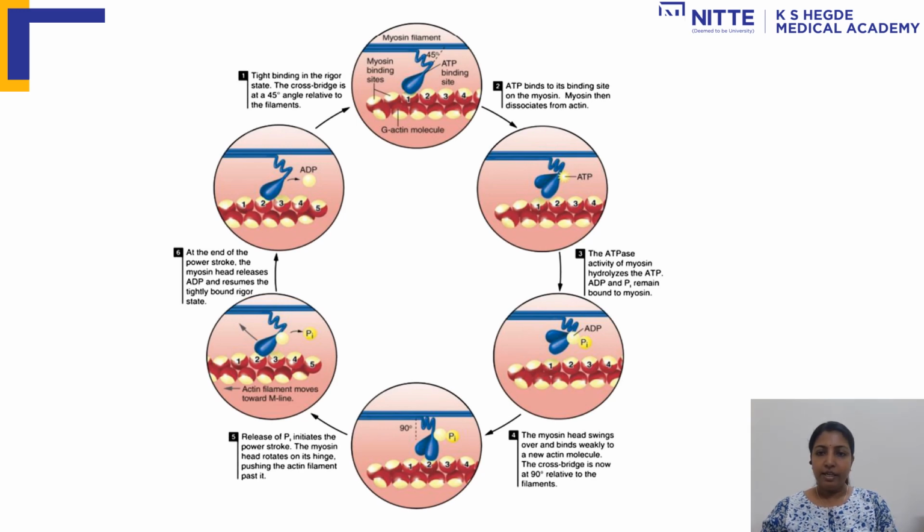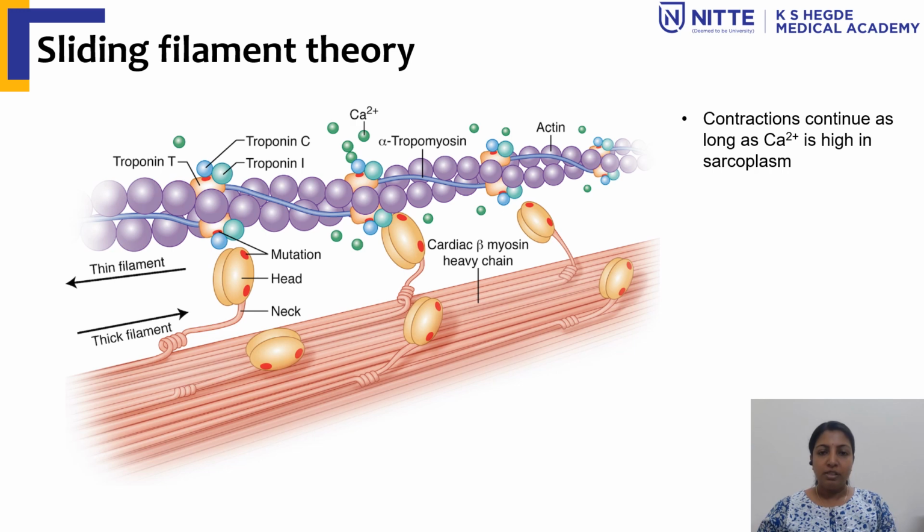So with the sliding of the actin and the myosin, the sarcomere gets shortened and the muscle contracts. So here the excitation got coupled to the contraction. So it's called excitation contraction coupling. And this is the sliding filament theory where myosin is making the actin slide towards the M line. So these contractions can continue as long as calcium is high in the sarcoplasm.